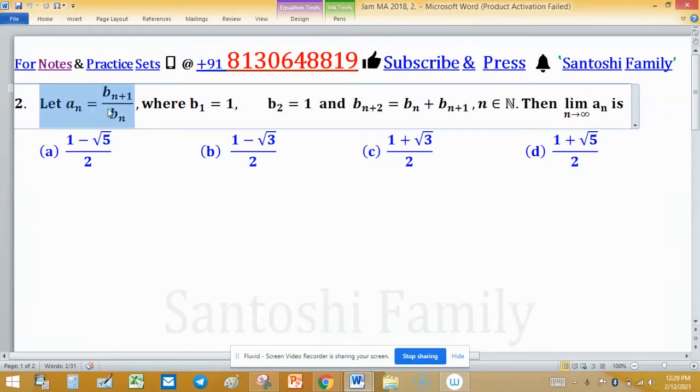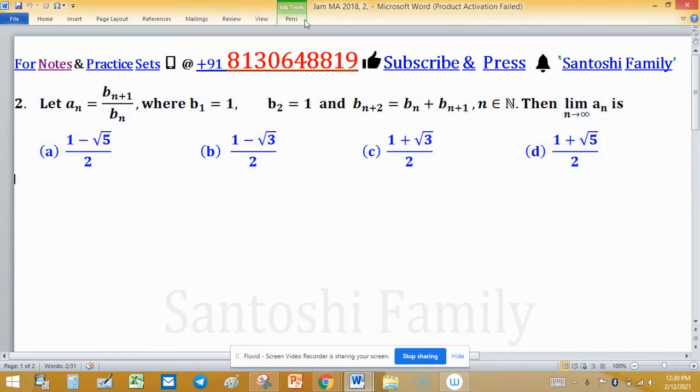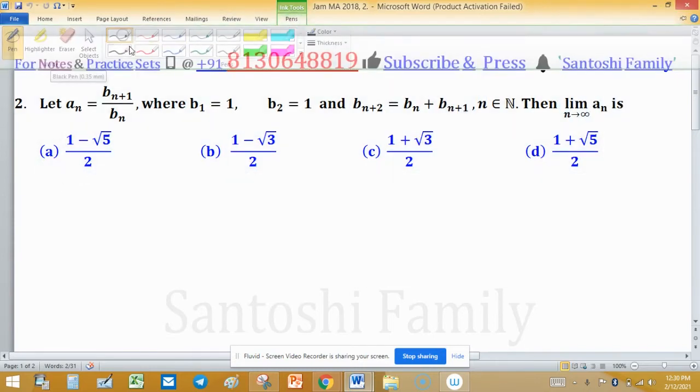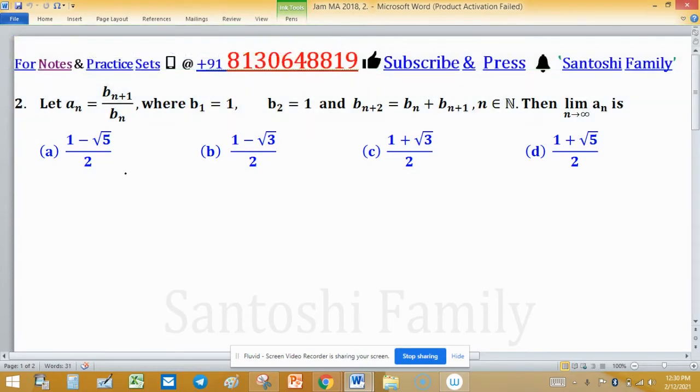Let a_n equal b_(n+1) divided by b_n, where b_1 equals 1, b_2 equals 1, and b_(n+2) equals b_n plus b_(n+1) for all natural numbers. This means each term is the sum of the previous two. Then the limit of a_n is... And the limit is unique, so only one option will be true here.